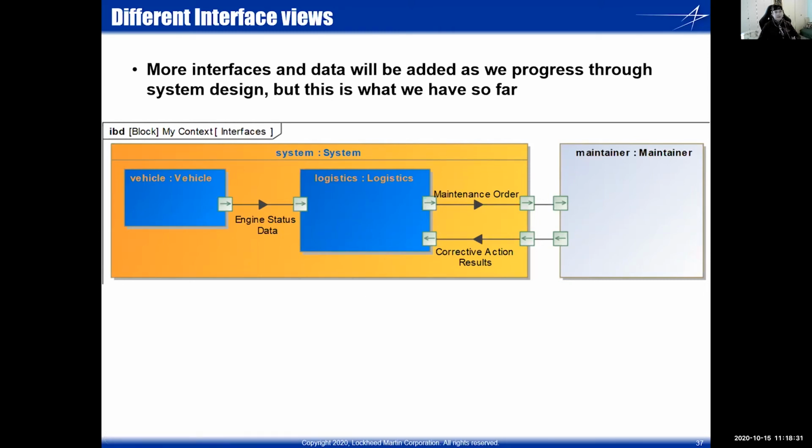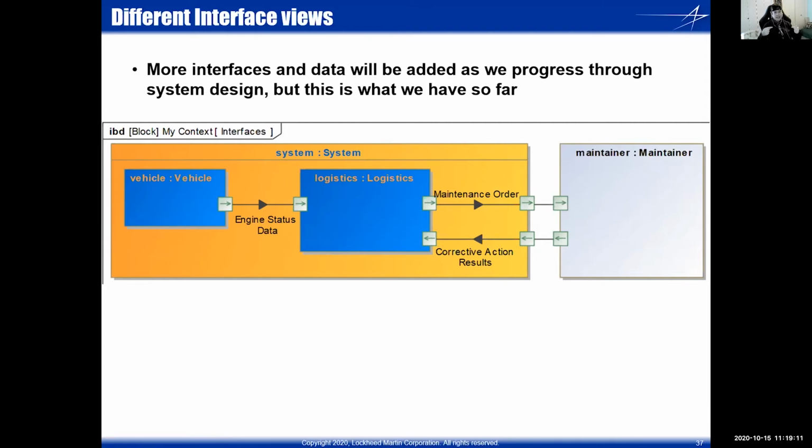And so this is just my first iteration of the view off my first activity diagram. But I know I have the vehicle sending that engine status data, and I have the logistics sending the maintenance order, and the maintainer sending the results back. So I have an interface diagram now. And a good modeling tool will flag when these two don't match. If I try to say this one is sending an engine report or engine analysis, and this one is getting engine status data, it'll turn red. And tell me when I click on it that, hey, the two ends don't match.